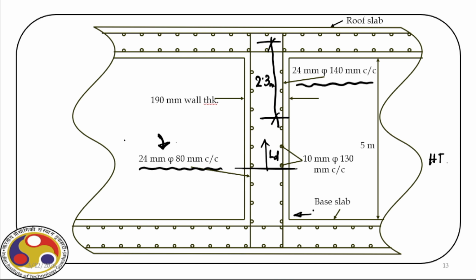So let us stop here. In the next class, we will see how we can design the side walls of an underground tank and what are the different requirements of steel for different sides and also at the base and at the top. That we'll cover in the next lecture.